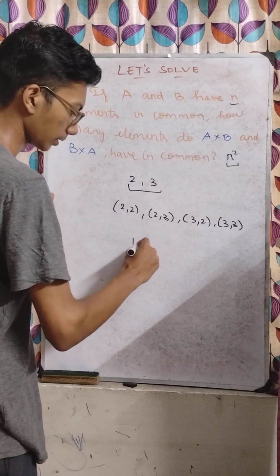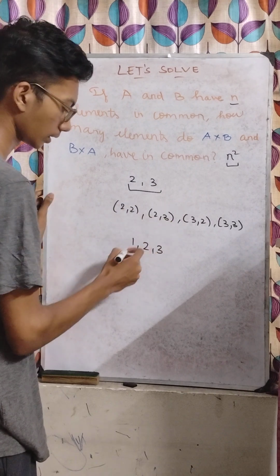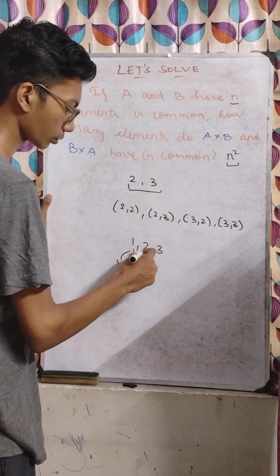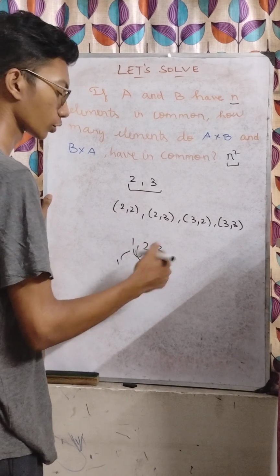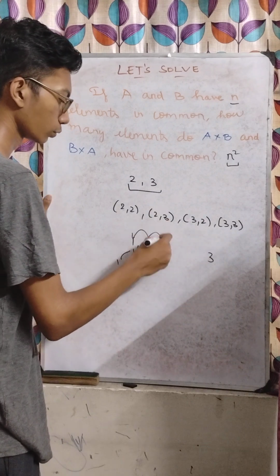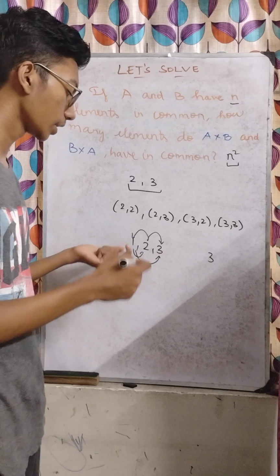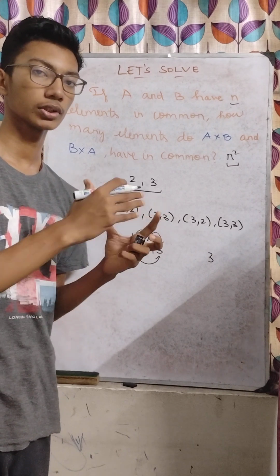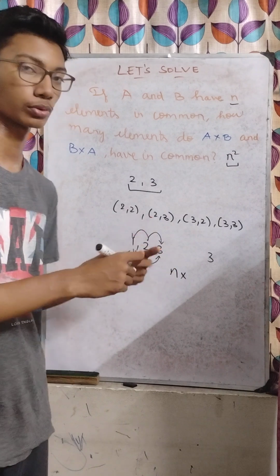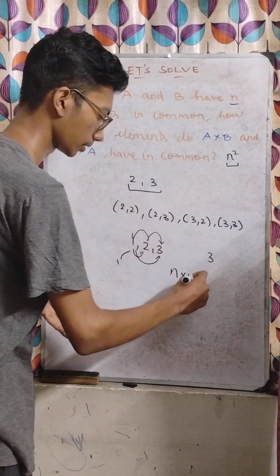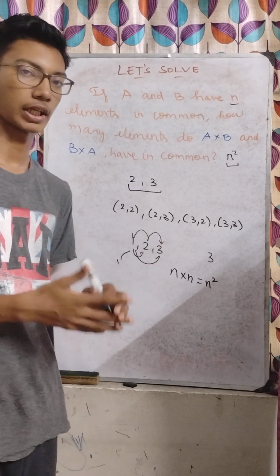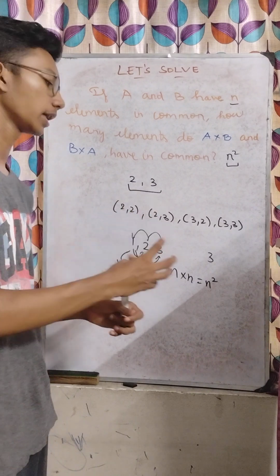Now if we increase the elements, like 1, 2, 3, then 1 is crossed with 1, 1 is crossed with 2, 1 is crossed with 3. So we have 3 elements. 2 is crossed with 1, 2 is crossed with 2, 2 is crossed with 3. So each and every element is crossed with each and every element. Since we have n elements and each is crossed with all n elements, we have n square. So A cross B and B cross A will have n square common elements.